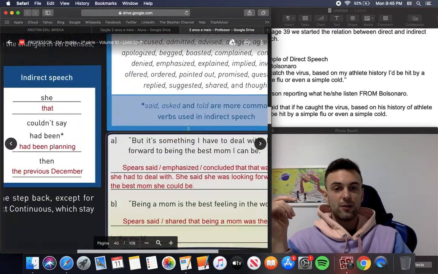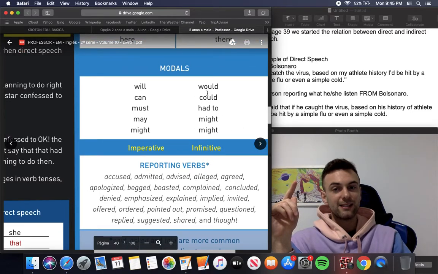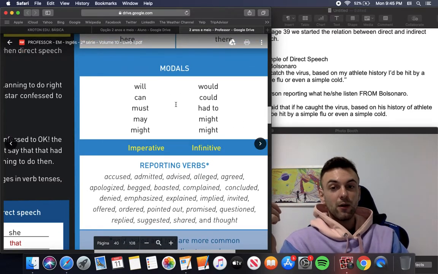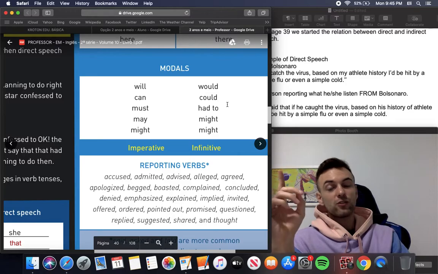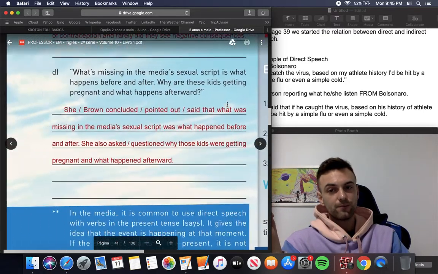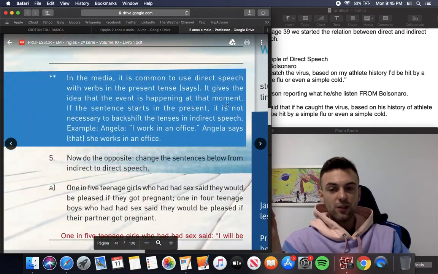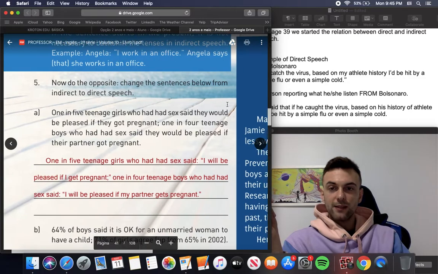Aqui, como eu expliquei anteriormente, alguns modais não mudam, né? Então, atenção a isso. Alguns modais realmente permanecem o mesmo. O will vira would, mas o would permanece sempre o mesmo, porque já é um caso condicional. Ok? Então, vamos continuando aqui com a página 4.1, certo?